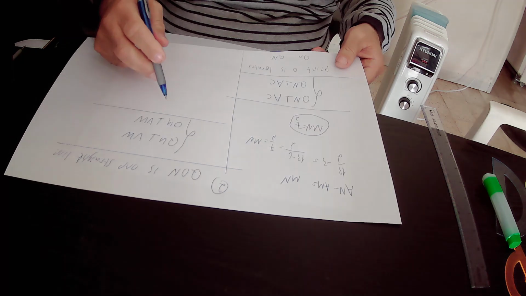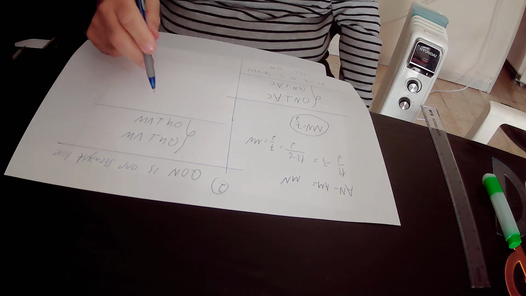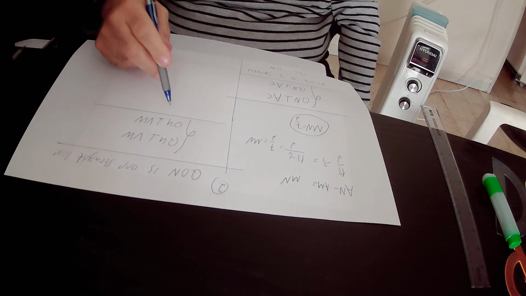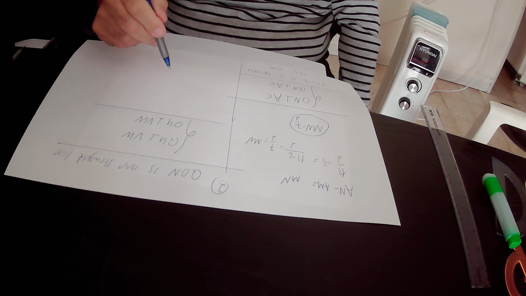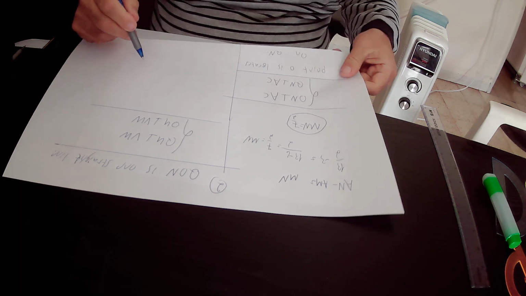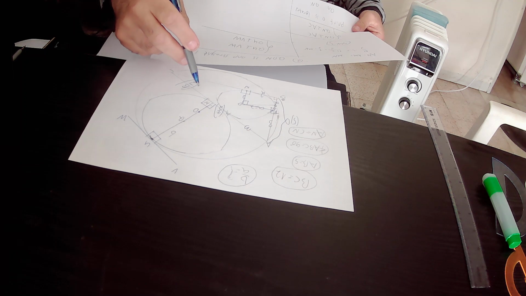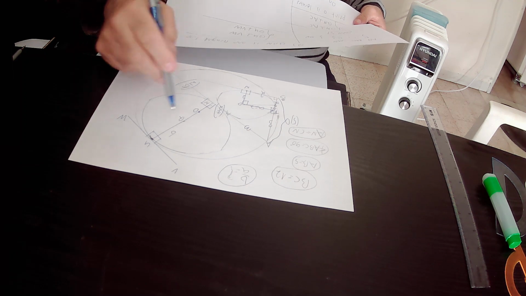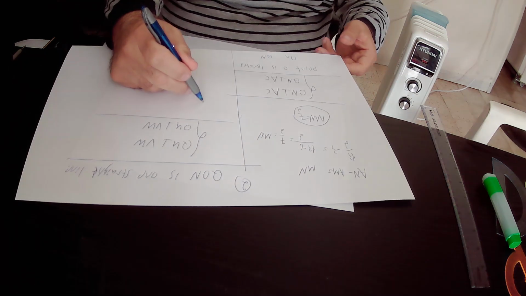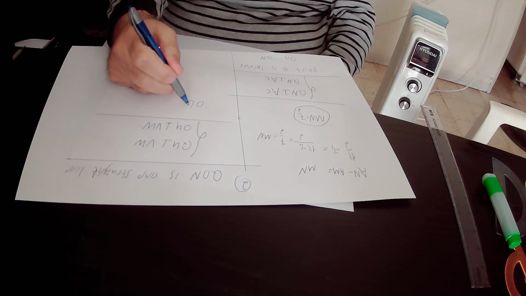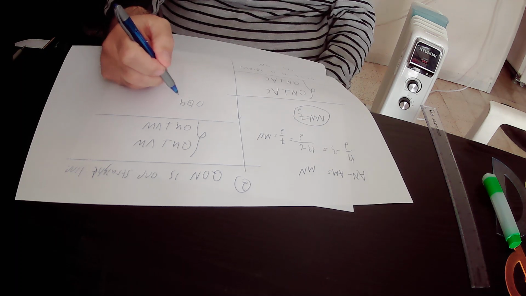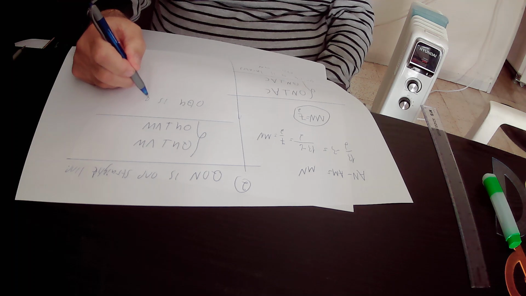And from those two equations, QU is perpendicular to VW and OU is also perpendicular to VW, we derive that OQU is one straight line.